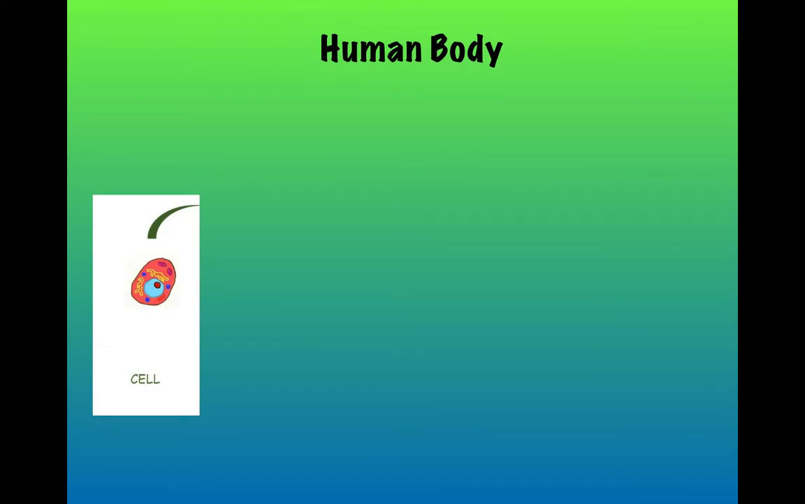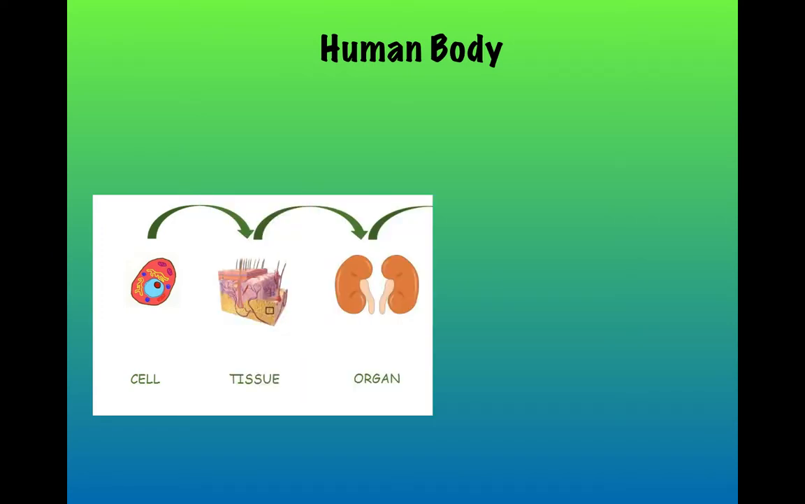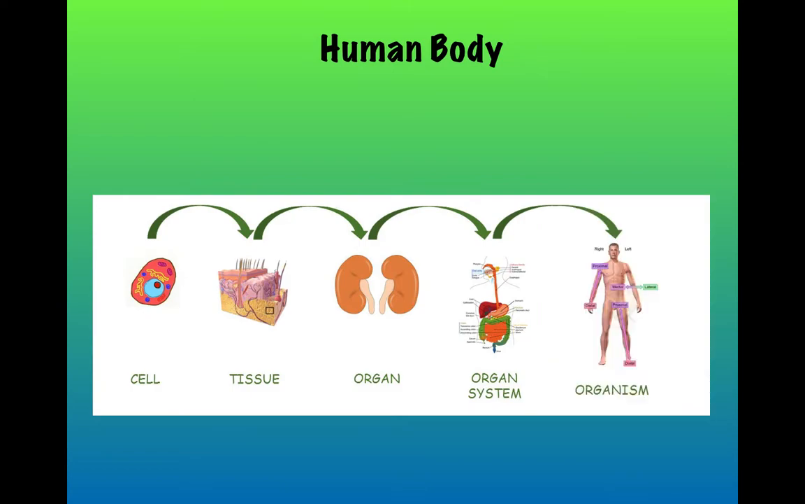Cell is a structural and functional unit of life. The cells together form tissue. Tissue forms an organ. There are about 22 internal organs in our body. Some of them are brain, heart, lung, kidney. The organ forms the organ system, and the organ system forms an organism, that is the human being.